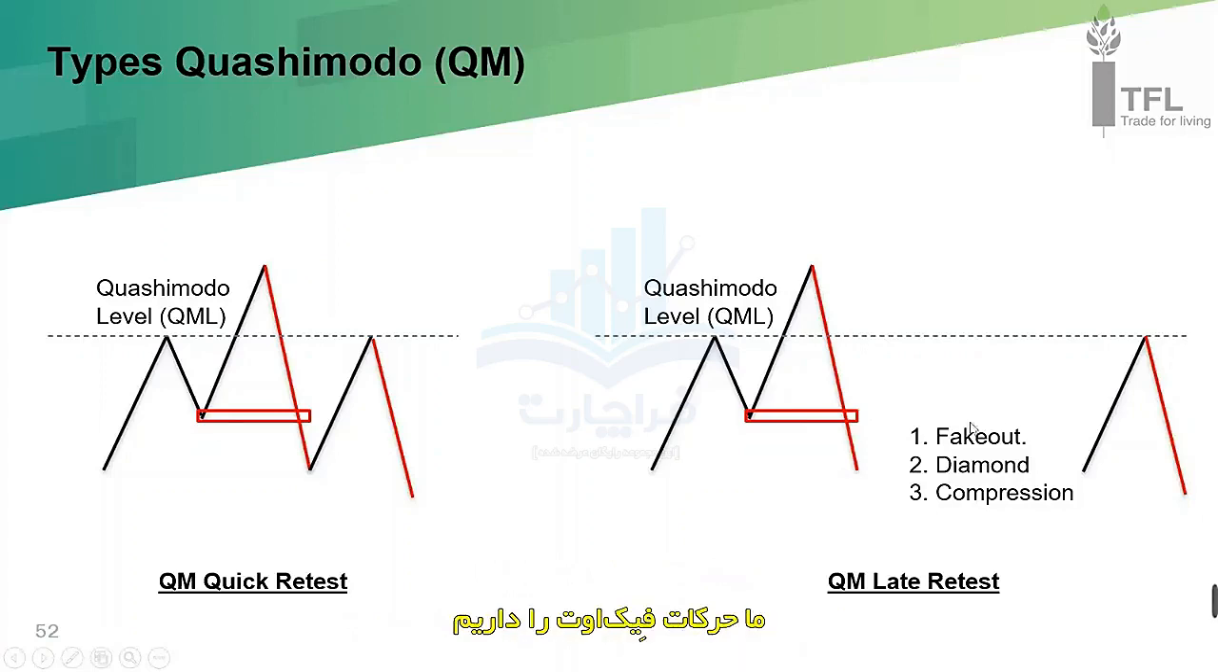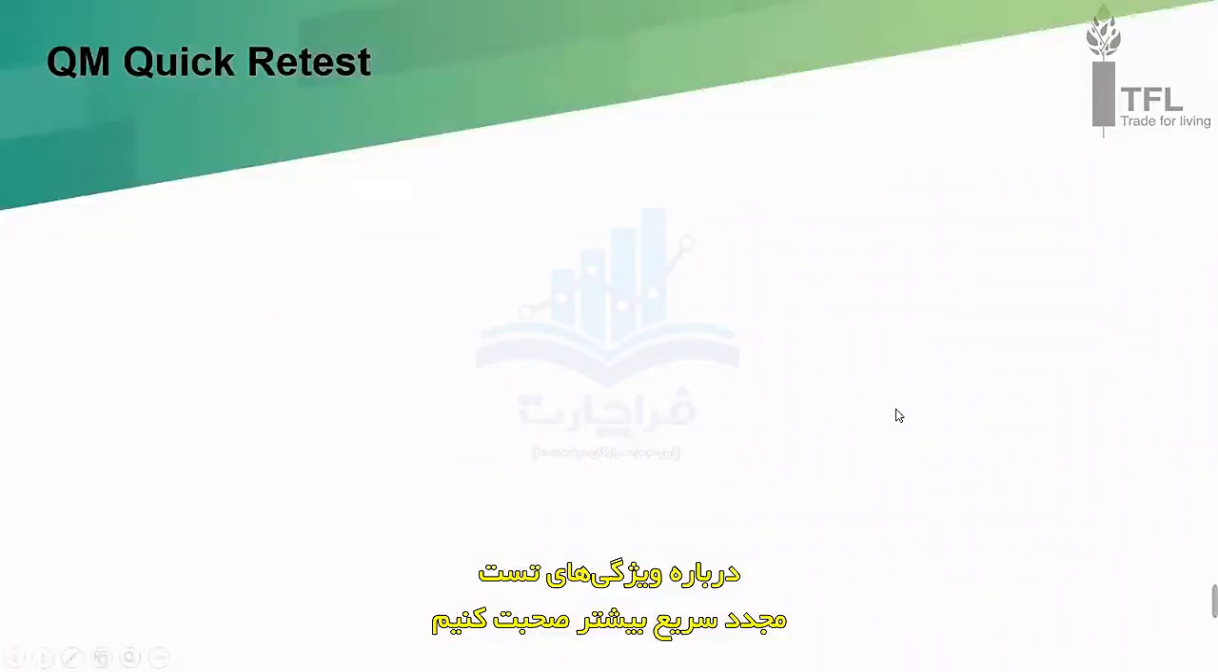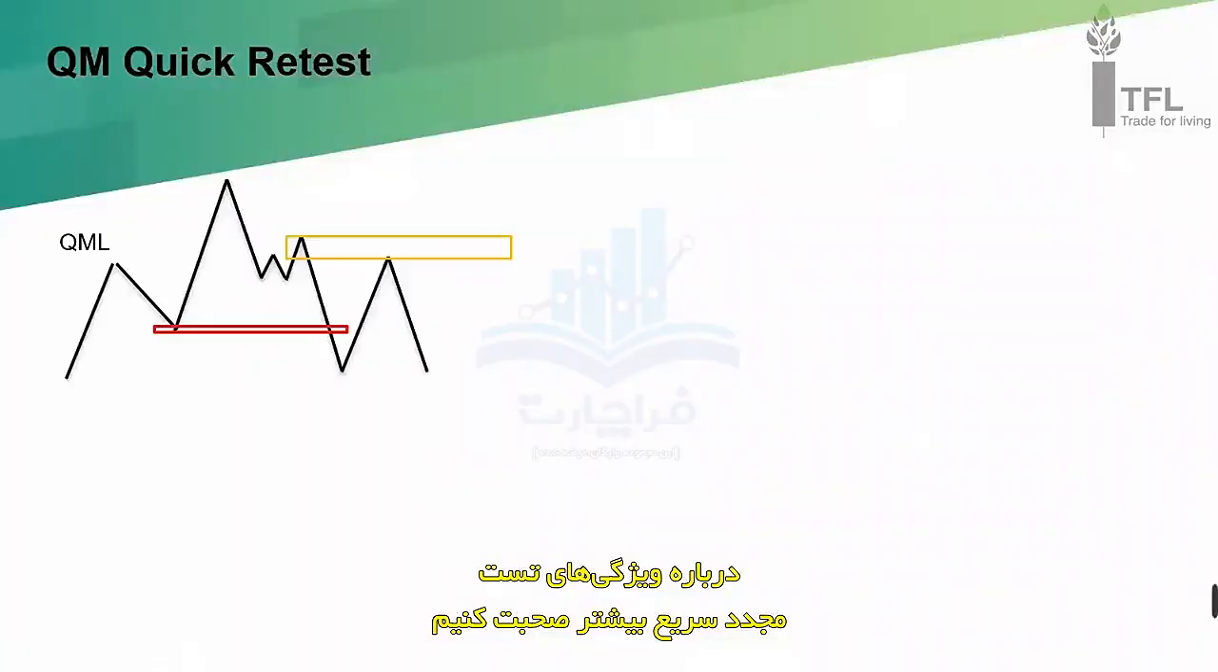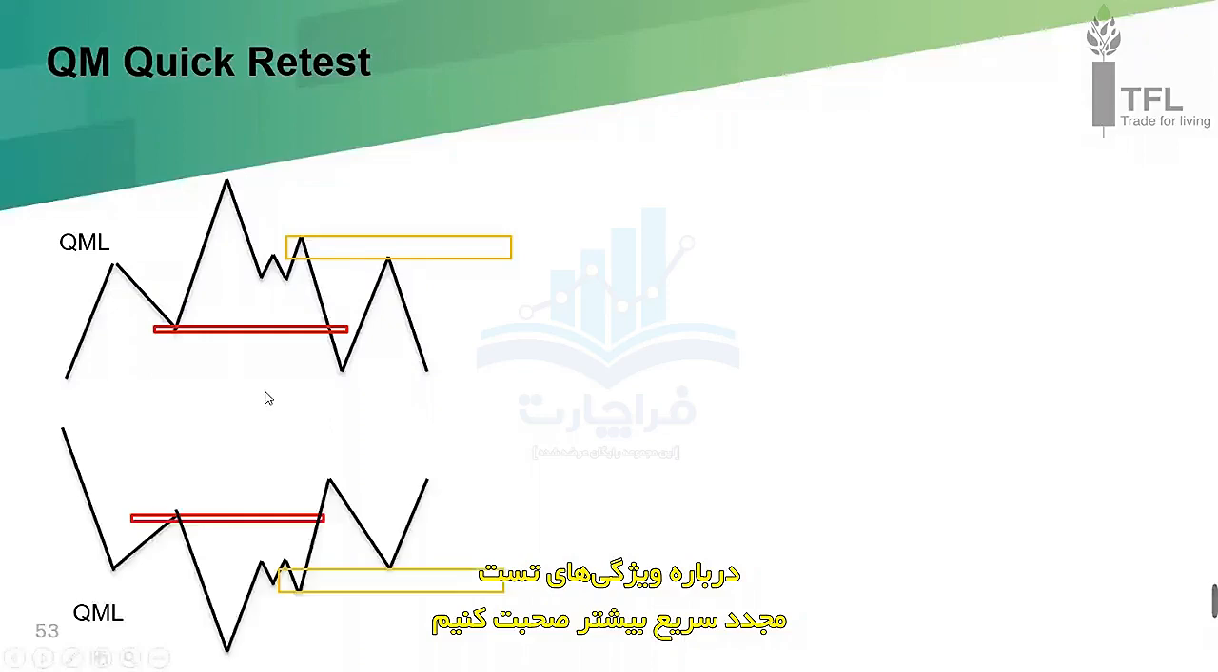So of course we have the fake out, right? And we have the diamond and the compression, right? This type of setup, I'm going to explain further. Then of course we're talking more about quick retest. The characteristic of quick retest is that it is less, alright.